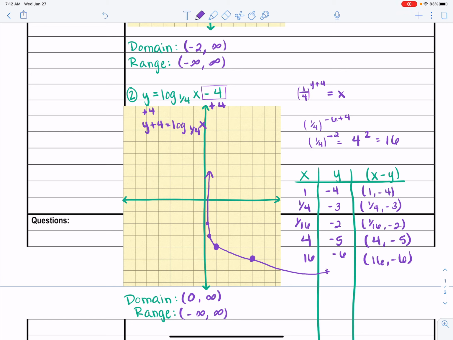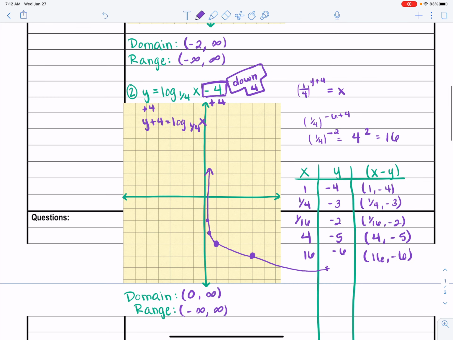So what did this minus 4 do? It's not inside parentheses with the x. Instead, it's outside of the whole function. And what you should notice that it did is it moved my whole graph down 4 units. Now, when you move a logarithmic graph down, it doesn't really change the domain or the range, because the range will always be negative to positive infinity. So no matter how you move up or down, that range doesn't change. So we didn't change the domain this time because we only moved down.